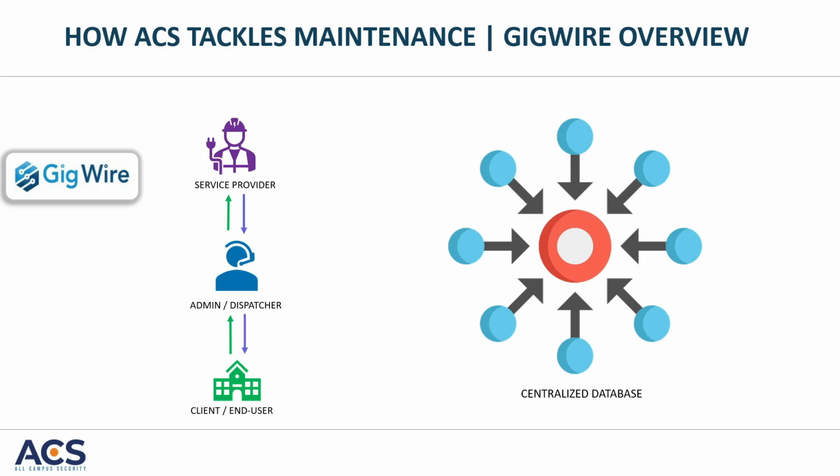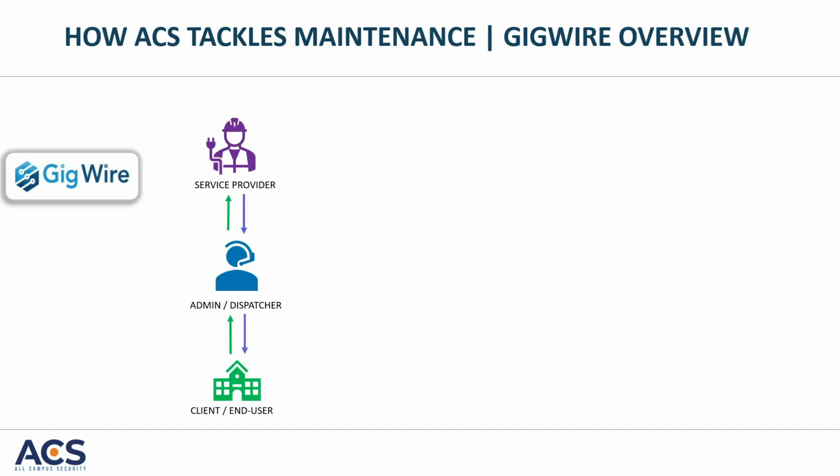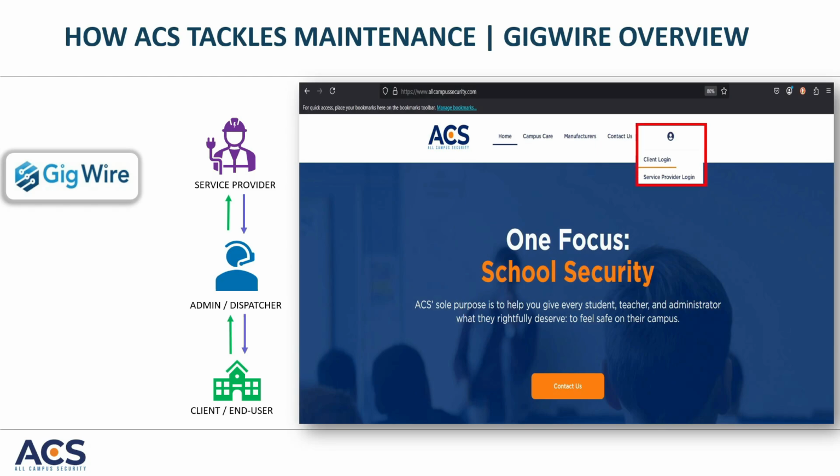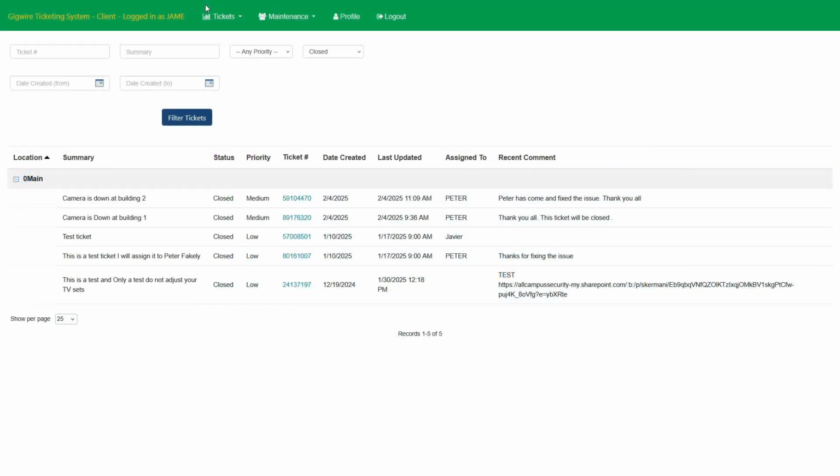First off, no matter if you're one of our clients or service providers/subcontractors, the login to GigWire's portal can be found directly on our allcampussecurity.com website on the upper right-hand side, right after you bring your cursor over the round icon in the area I've highlighted for you in red that you can see in my example here. Now, to start the demonstration, I'm going to log in first as a client, which is represented by the color green. You can think of this as any normal school campus.